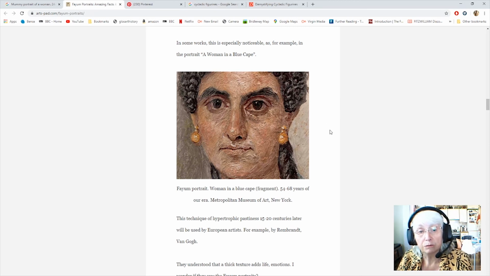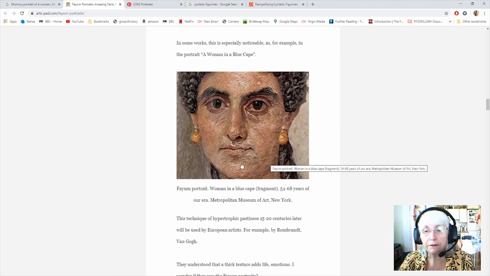This woman, it's called The Woman in a Blue Cape, and it's only a fragment, so we haven't got the whole thing. She's in the Metropolitan Museum in New York, and she is not painted in egg tempera. She's painted in encaustic, which is a wax-based paint. You put your pigments into hot wax and kind of plaster it on, and hence you can see all the thickness of the pigments here, and you can see that this almost impressionist technique has come from the materials used.